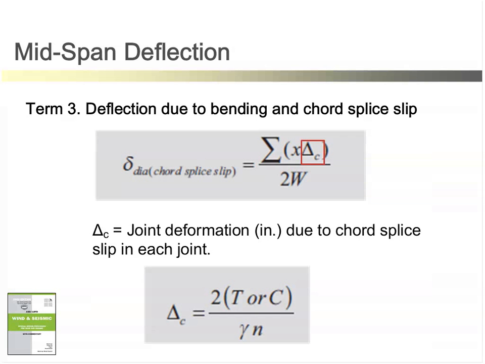But then we get to this term, which is the joint deformation due to chord splice slip. And that was often a question that we get to our help desk: where do we get those values? So you see there's an equation here that's incorporated into the example problem. We're looking at 2 times the tensile or compressive force divided by this term gamma, which we'll define here in a second, and the number of nails.